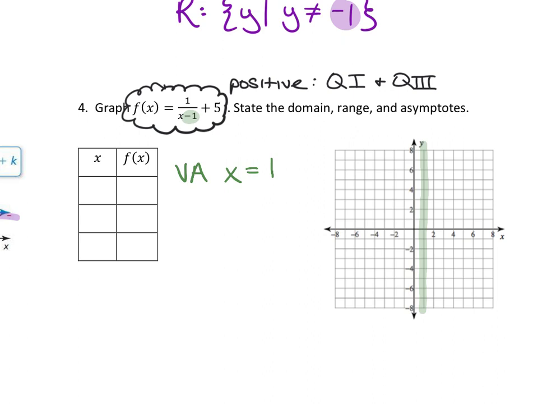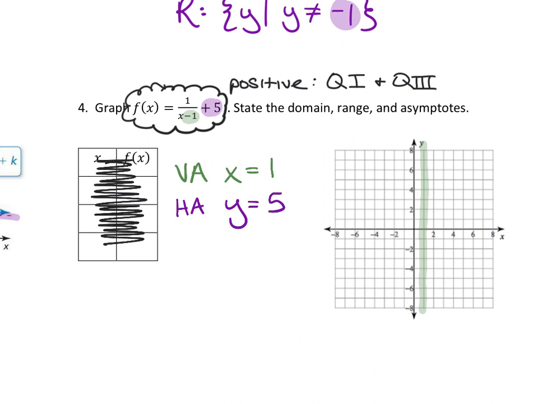My horizontal asymptote is going to appear at what number? 5. Just the big number by itself, not the number in the numerator. That does not affect my horizontal asymptote at all. I just want the number that's by itself. Which means that I can then graph a horizontal line at 5 that's going to represent my boundary line.